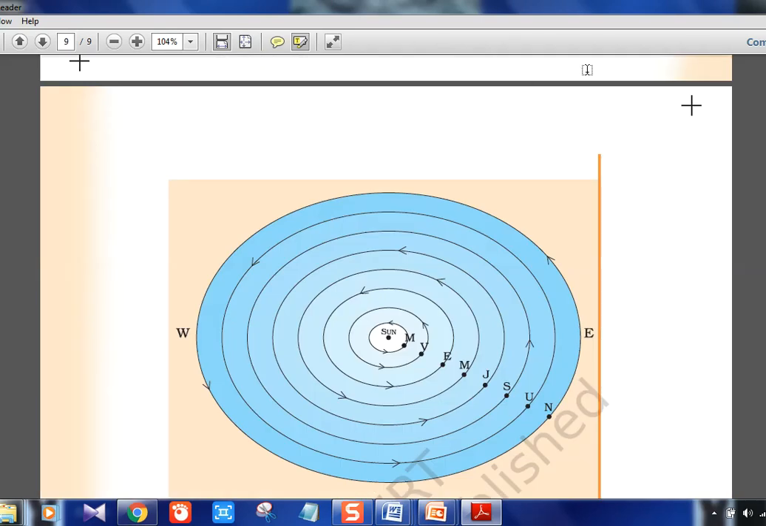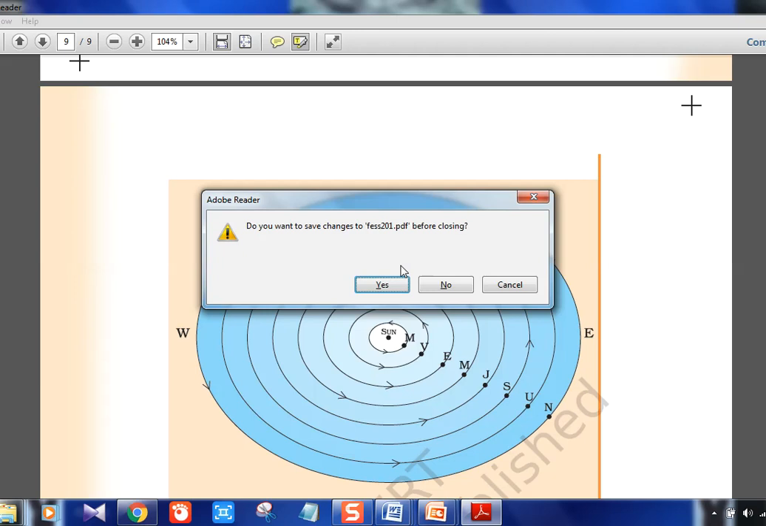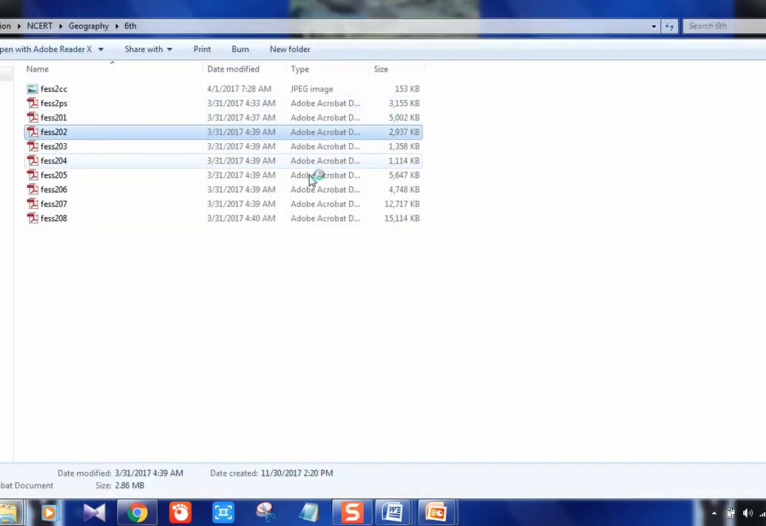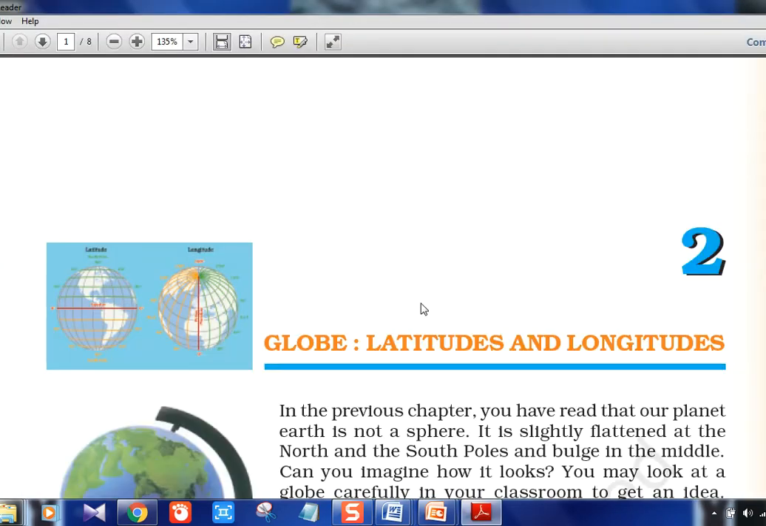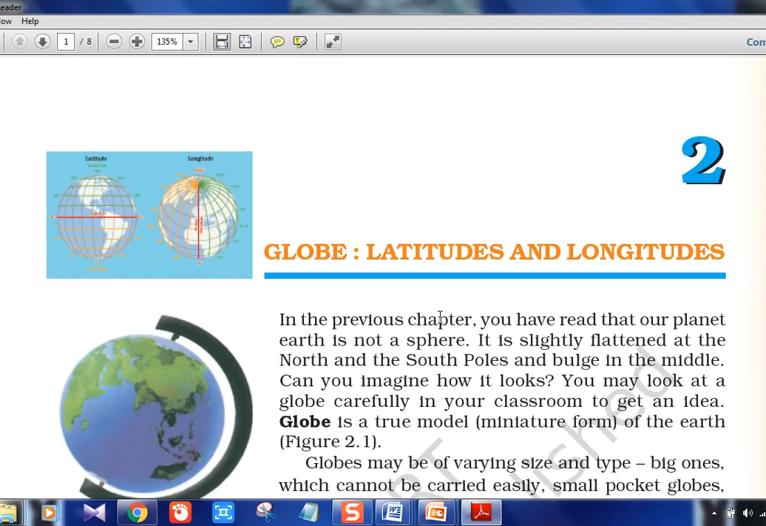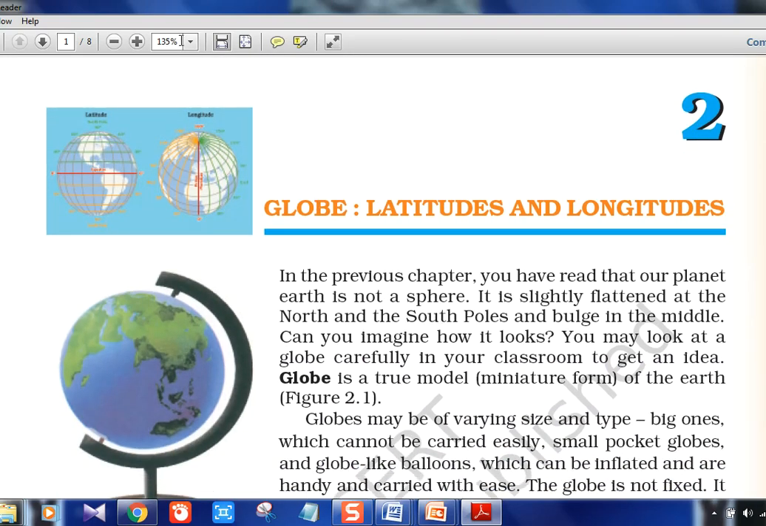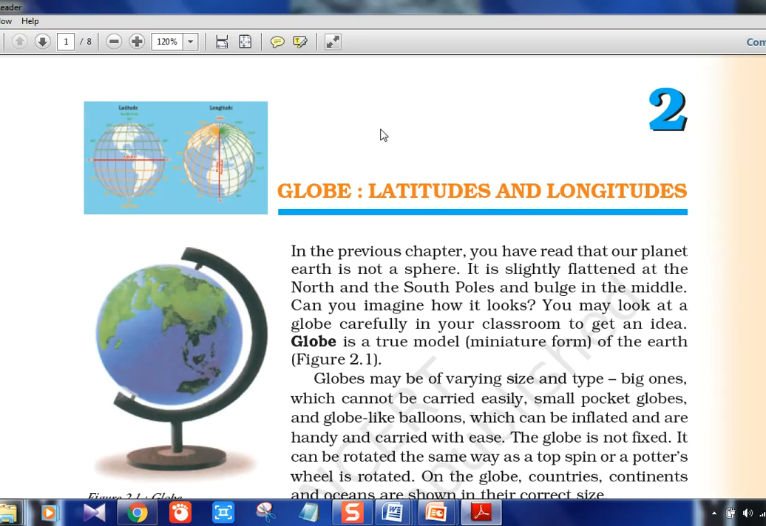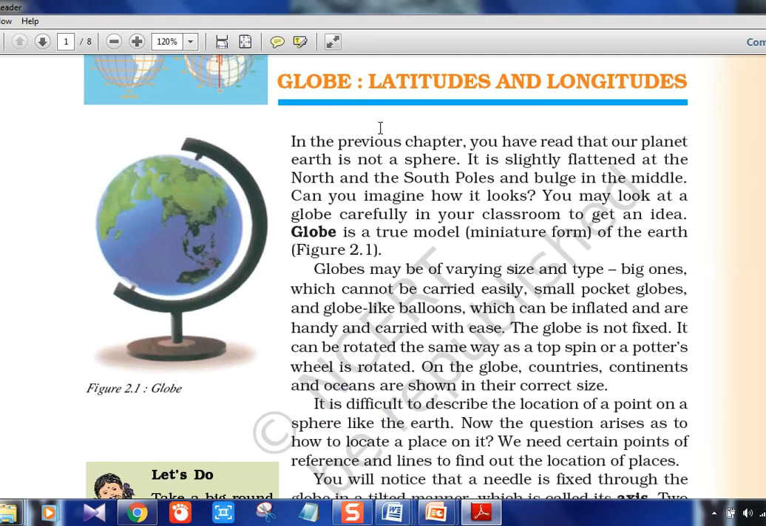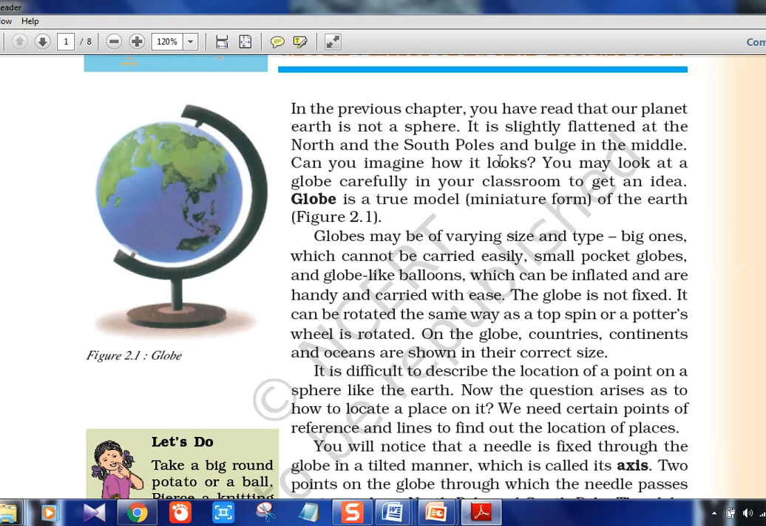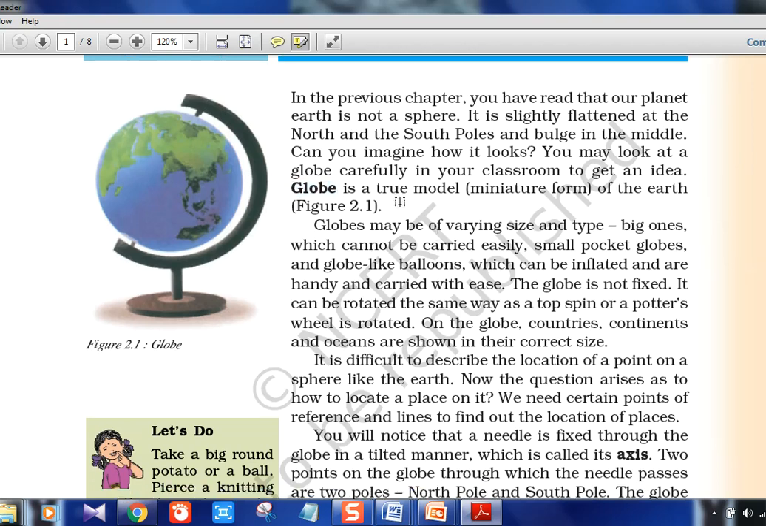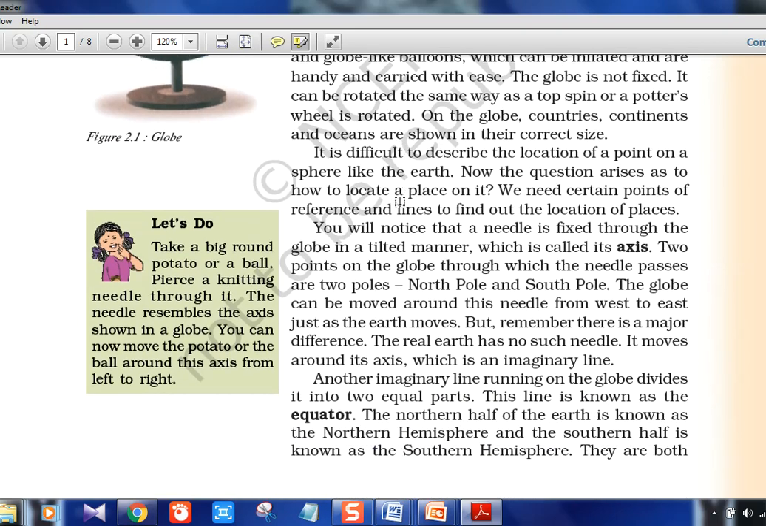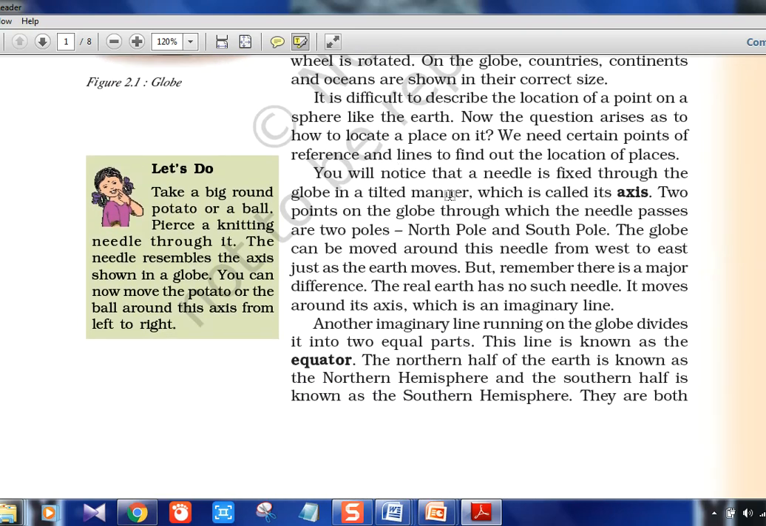So this is chapter 1. Chapter 2 also I'll quickly show you. Latitudes and longitudes are important, and UPSC has asked questions regarding that. In the previous chapter we read that our planet Earth is not a sphere. It is slightly flattened at the north and south poles and bulges in the middle. How it looks, the globe which we see, the varying size and shape, these are all not required at all.